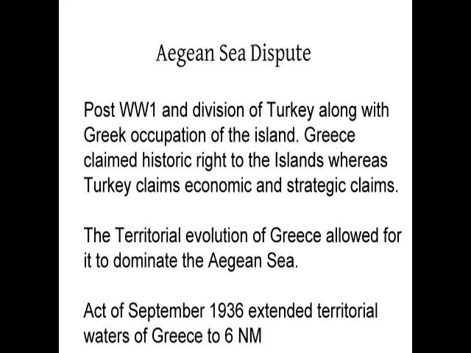Now, the dispute arose because in 1936, Greece passed the September Act, and with that stretched its territorial waters to six nautical miles. With that, the Aegean Sea was divided in this manner, where basically 43.5% of it came under the direct territorial limit of Greece. This was seen as a massive step for Turkey because almost half the sea was now the sovereign territory of Greece.